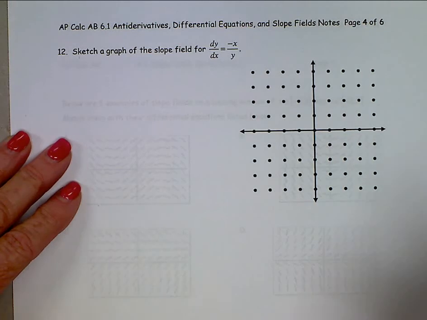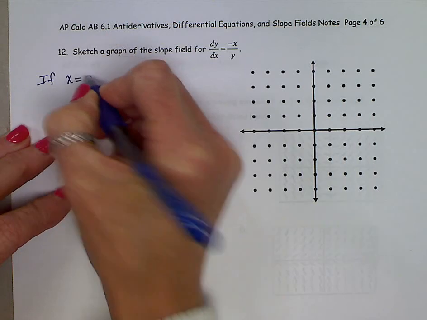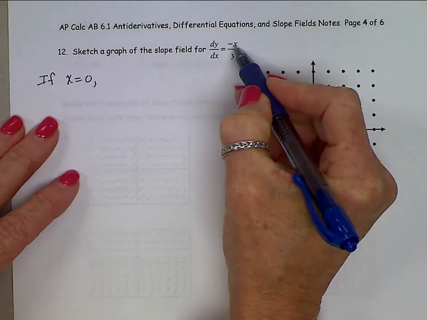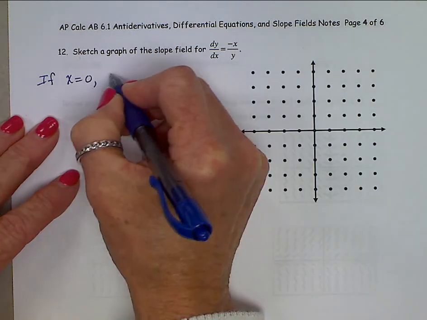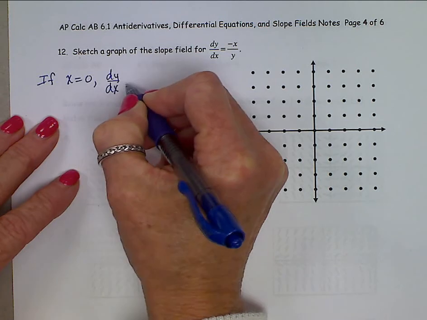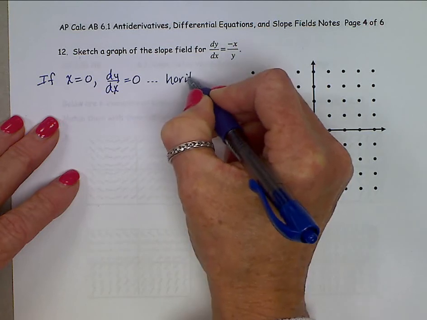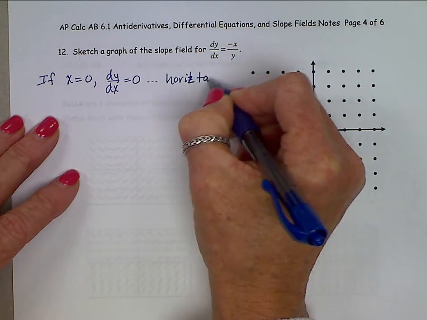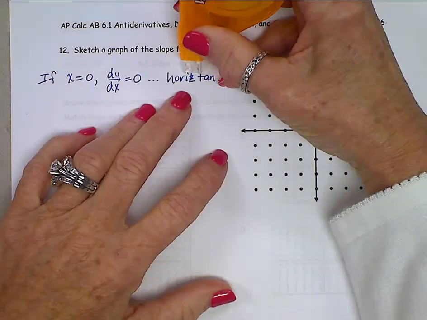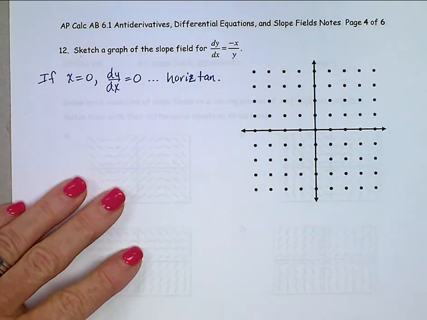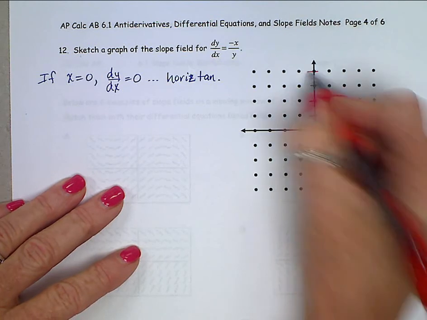So we are going to start by looking at what happens if x is equal to 0. If x is equal to 0, then we have 0 over something, which is 0. So dy/dx is 0. Those are all horizontal tangents. So anywhere where x is equal to 0, we'll draw in a little baby horizontal segment.